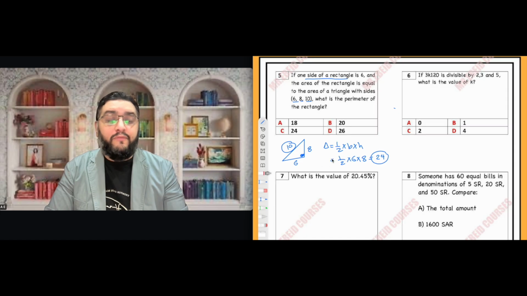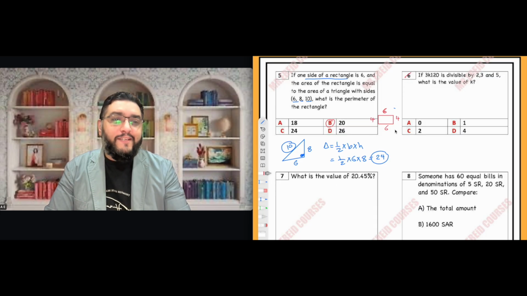And you know that the formula for the area of a rectangle is base times height. It means that if you have a rectangle like this, and this side equals 6, 6 times what equals 24? 6 times 4. So the length is 6, and the width is 4. To find the perimeter, you know that each two opposite sides are congruent. So find the sum. So 6 plus 4 plus 6 plus 4 equals 20. So the answer to this question is 20.